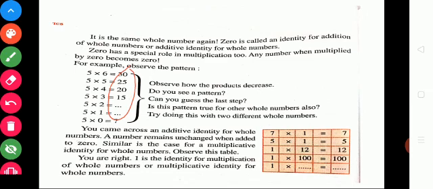Similar is the case for multiplicative identity for whole numbers. In this table, look at here. 7 ones are 7. 5 ones are 5. 1 12s are 12. 1 hundreds are 100. So, 1 is the identity for multiplication of whole numbers or multiplicative identity for whole numbers we can say. And then using this property, now we are going to solve the problems.